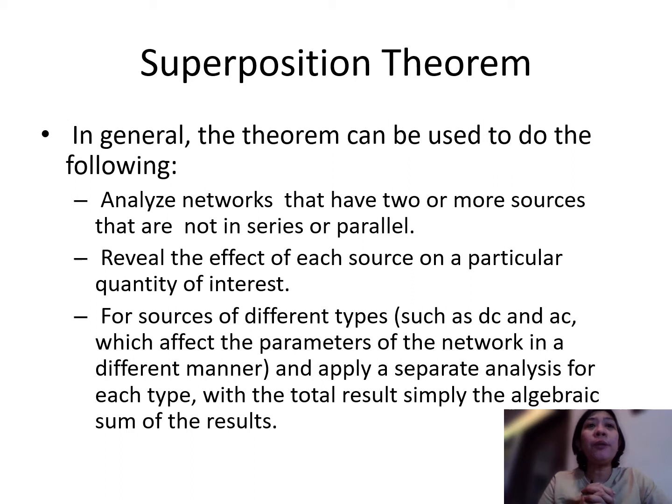For sources of different types, such as DC and AC, which affect the parameters of the network in a different manner, we apply a separate analysis for each type, with the total result simply the algebraic sum of the results. So in the superposition theorem, we are going to analyze each of the sources individually, and then later on we're going to combine them together.